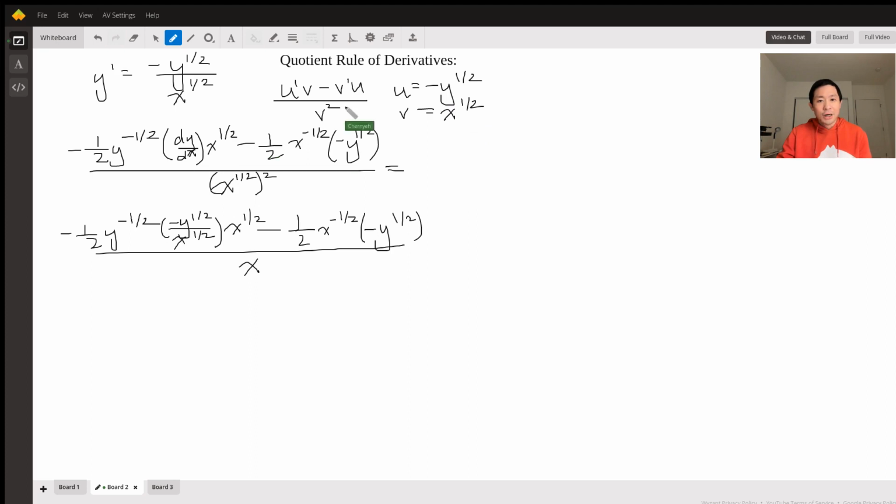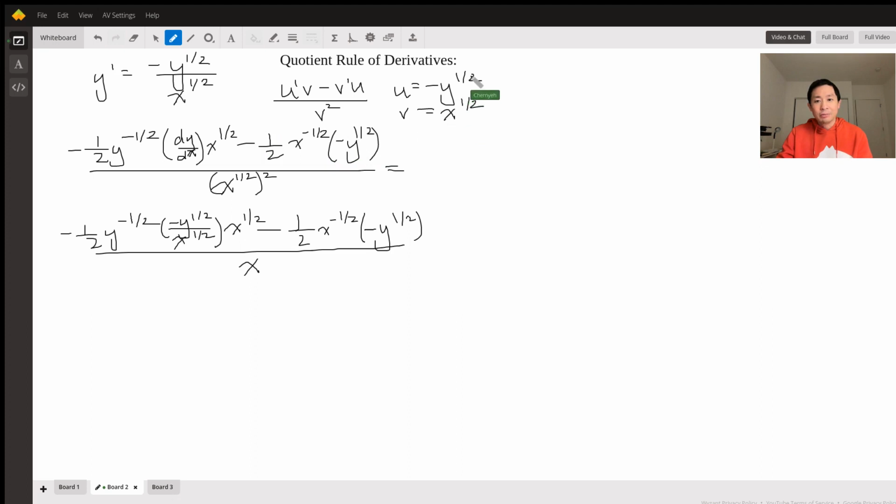All right. Well, if I take the derivative of the numerator, negative y to the 1/2, that's going to get us negative 1/2 times y to the negative 1/2. Notice how we use the power rule here. Multiply that by dy over dx, the derivative of y, and then multiply by the denominator, x to the 1/2 power. Subtract that by the derivative of the denominator, which is 1/2 x to the negative 1/2, again using the power rule.